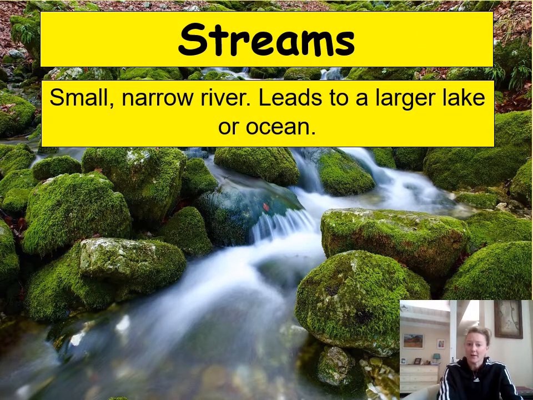So the first freshwater aquatic biome we're going to talk about is a stream. A stream is a small, narrow river that usually leads to a larger lake or ocean. Here in Los Angeles, a stream that you may have visited is Ballona Creek. It runs out by the airport and into the Pacific Ocean. We do have various streams around the area, but again, they usually lead to a larger lake or, in our case, an ocean, the Pacific Ocean.